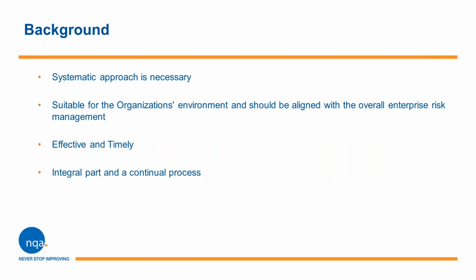A systematic approach to information security risk management is necessary to identify organizational needs regarding information security requirements and to create an effective ISMS. This approach should be suitable for the organization's environment and in particular should be aligned with the overall enterprise risk management. Security efforts should address risk in an effective and timely manner where and when they are needed. Information security risk management should be an integral part of all information security management activities and should be applied both to the implementation and to the ongoing operation of an ISMS.